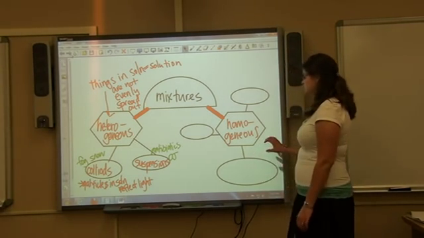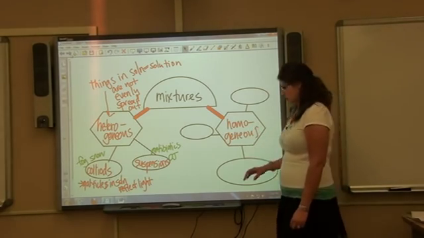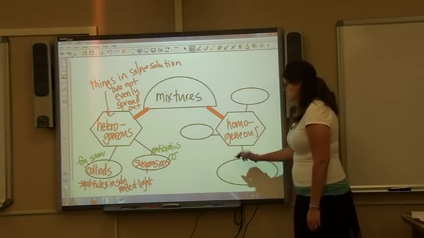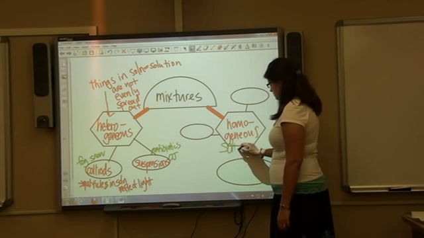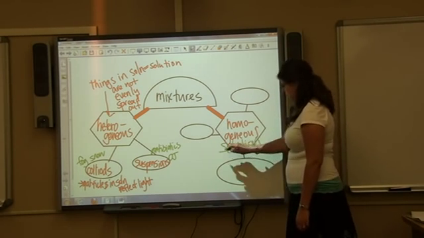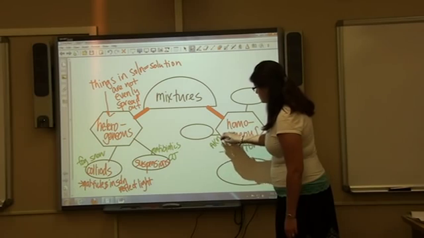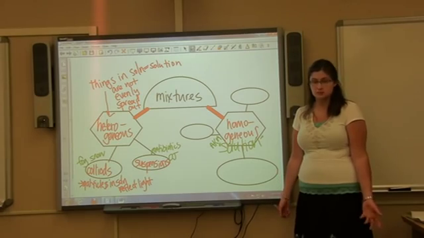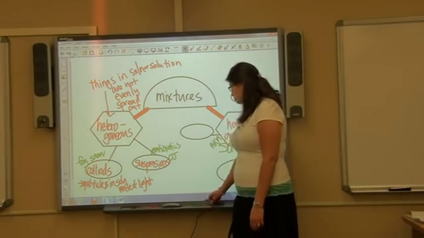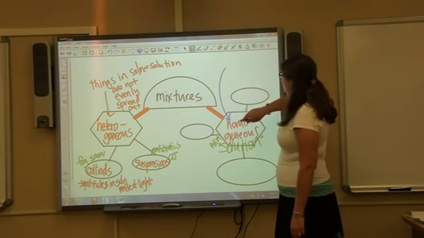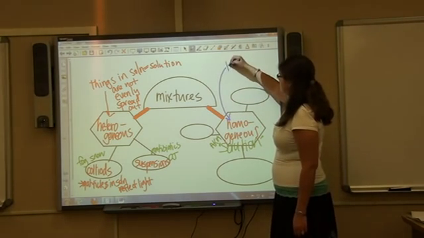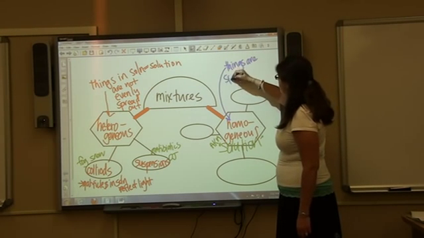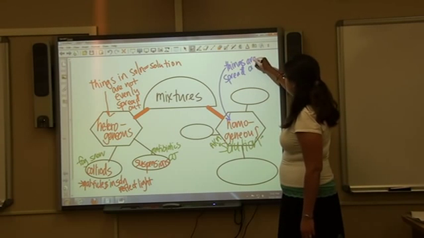Okay, there are 3 specific types of homogeneous mixtures. Another word for homogeneous mixture is solution. When we use the term solution in chemistry, we mean something that's a homogeneous mixture. Well, what does homogeneous mean? Homogeneous is something where things are spread out evenly, and that means perfectly evenly.